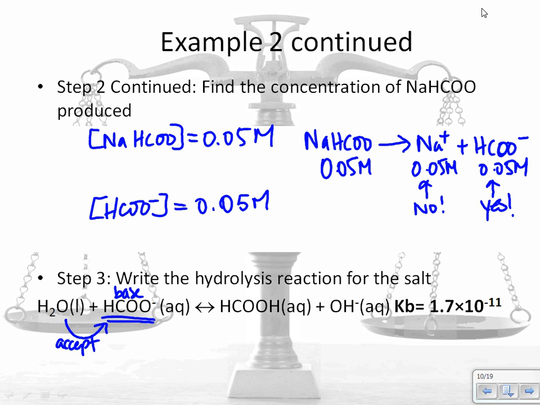But actually, I do have to change this. If that's written in your notes, please change it. It's wrong. It should be 5.56 times 10 to the negative 11. So now that I've got that, I can make an ICE chart and find my concentration of OH that's left over here and finish off the question. So that's what we're going to do.